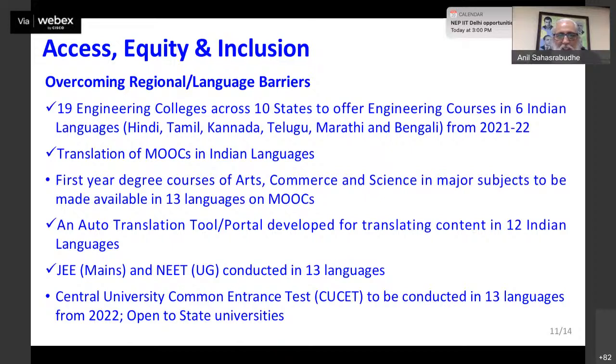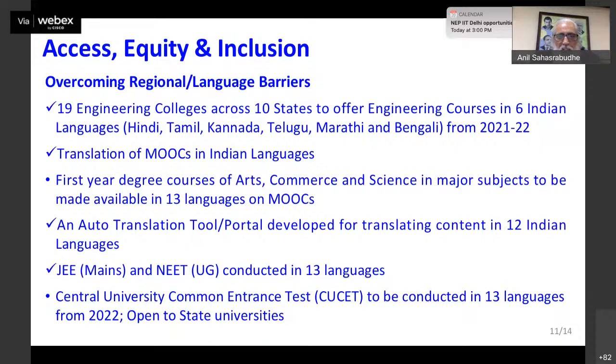So as far as access, equity, inclusion is concerned, AICTE itself announced that we will allow engineering courses to be offered in regional languages or Indian languages. And 10 states, 6 languages, and 19 colleges came forward. They are Hindi, Tamil, Kannada, Telugu, Marathi, and Bengali. And of course, Odia, Punjabi, and Gujarati are in the pipeline. They said they will start from next year. So at least 9 languages. Many others may follow suit.